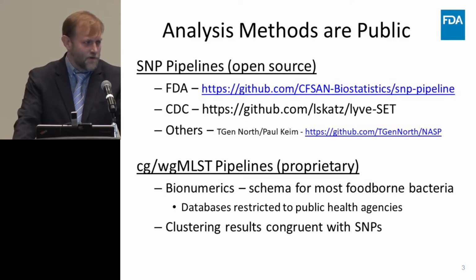Additionally, Paul Keim, there's other competing pipelines out there that give very similar results for SNP analysis. The CGE and MLST, WGMLST methods are out there in BioNumerics. Those are available. And if anyone tells you that WGMLST is giving you a different answer than SNPs, that's not correct. They are giving just about the same answer, once again, for public health applications.